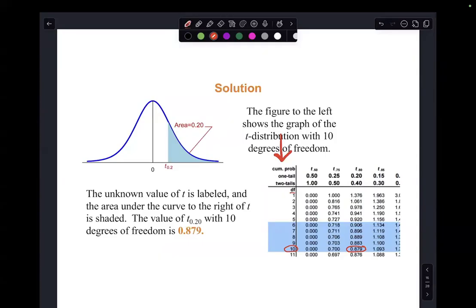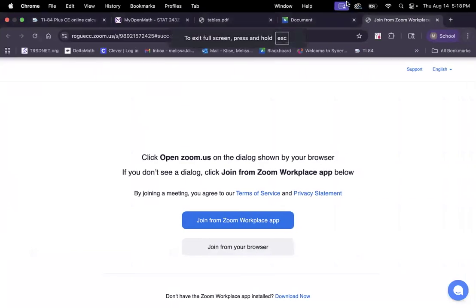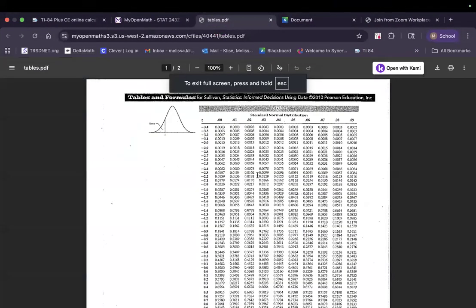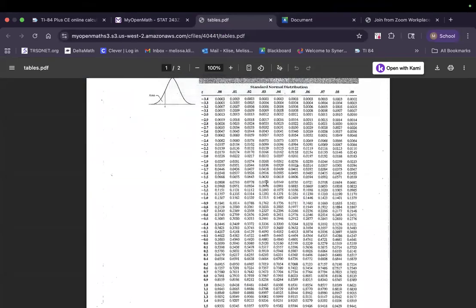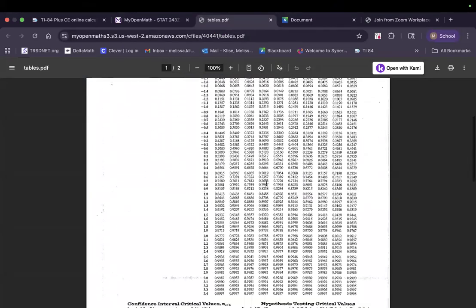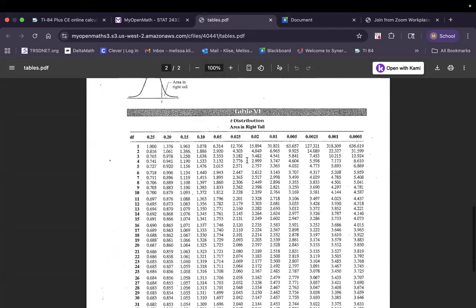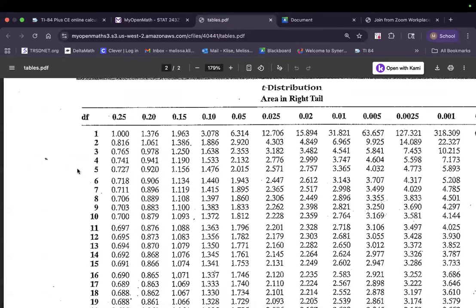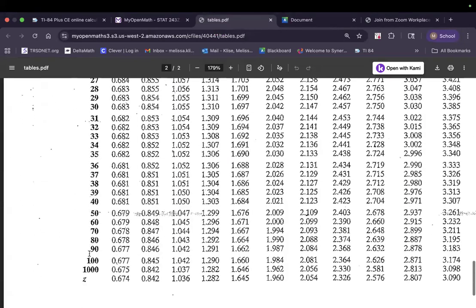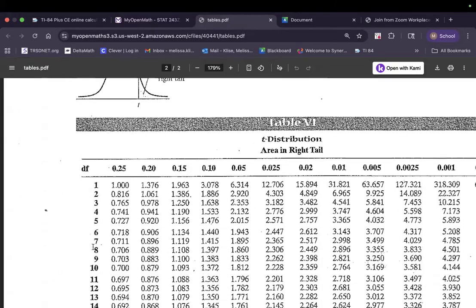Now ours looks slightly different. I will show you. So this is my z table that we've been looking at. The second page is the t distribution. So you just flip it over or scroll down. Degrees of freedom are over here on the left. Here's all my degrees of freedom. So this is my sample size, and area in the right tail are up here at the top.